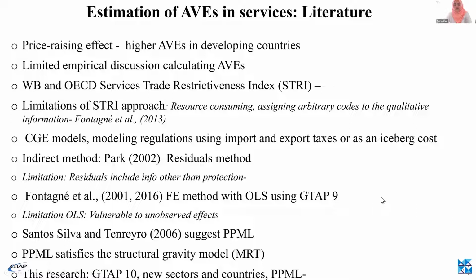We are relying on the indirect approach, which was used by Park in 2002. The methodology can be accessed in the paper. Basically, what they do is the gravity model is run first, and then the residuals are obtained. Using those residuals, they calculate the AVEs as reflective of protection, and they are translated into AVEs.